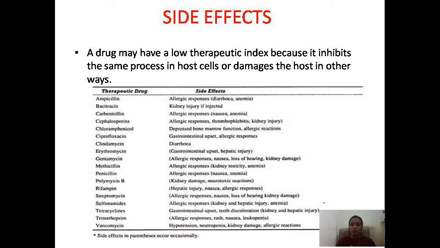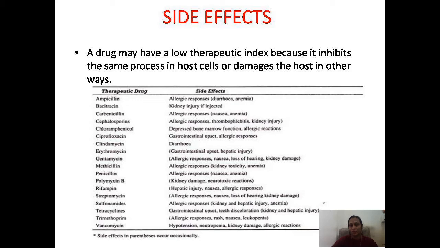The next important parameter that we should see while designing a drug is the side effects. A drug may have a low therapeutic index, but it may inhibit some essential processes in the host cells, which can damage the host cells. So we have to see that a drug has fewer side effects.